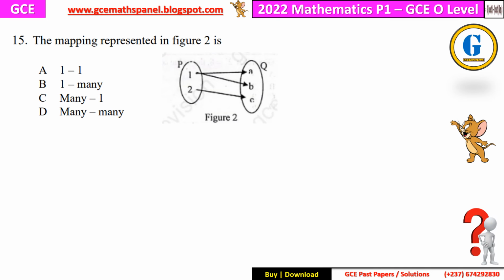Now, whenever there is a 1-to-many, a many-to-1, or many-to-many, we don't consider the 1-to-1, we consider the 1-to-many. So this relation here is a 1-to-many. We'll consider it 1-to-1 only if everything is 1-to-1. But if just one is not 1-to-1, we no more consider 1-to-1. So this is a 1-to-many mapping.